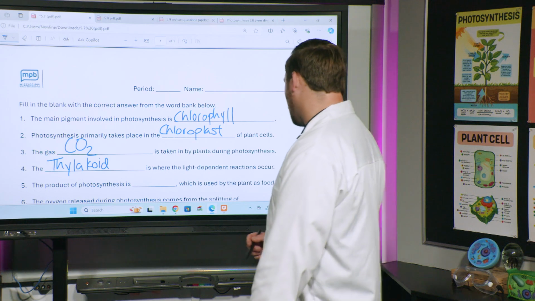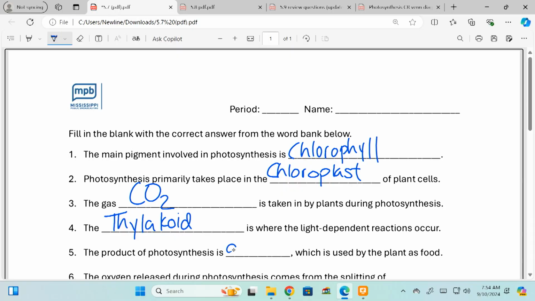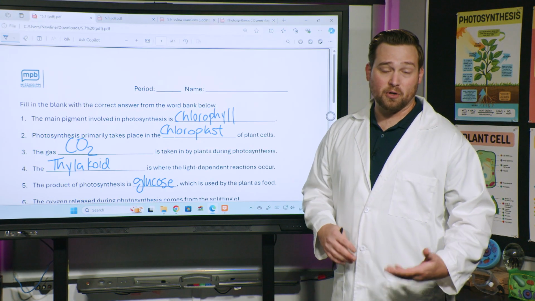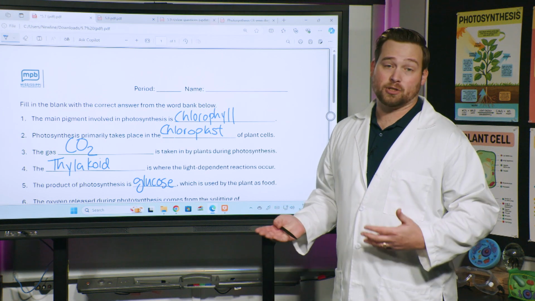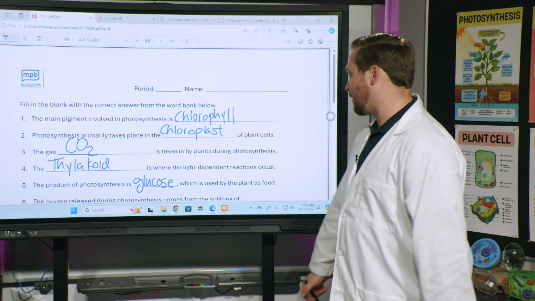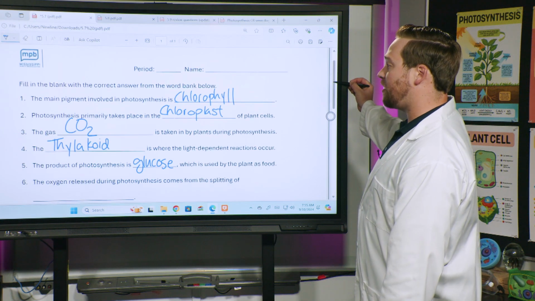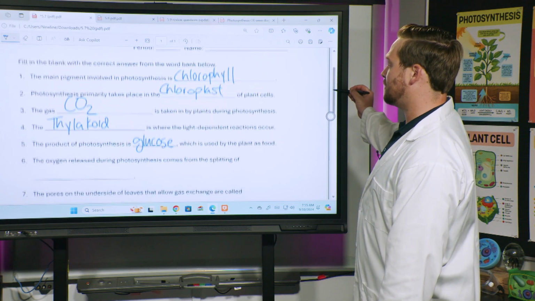Well, for 5, I think we should go with glucose here, okay? Glucose is that super important sugar that the plants make through photosynthesis. They use it as food. They do also make oxygen, but that's more for the animals. The plants don't really care about that oxygen too much. So make sure you got those, and I'm going to scroll down.